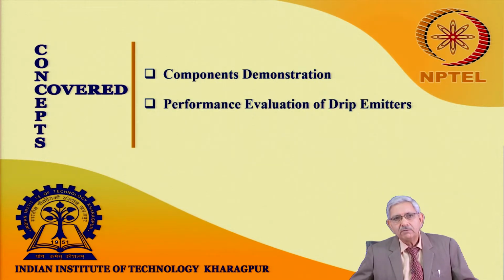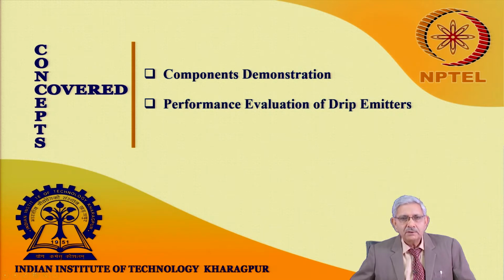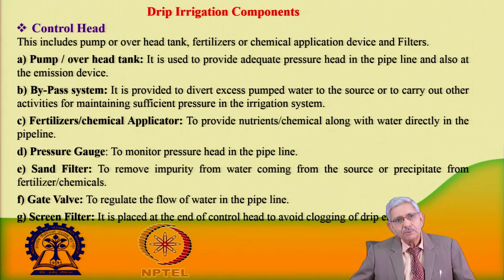In this particular lecture, we are discussing the demonstration of these components, and what the different parameters are through which the performance evaluation of drip emitters can be done. When we talk of drip irrigation components, we already discussed them, but I am just refreshing you: a drip irrigation system consists of a control head unit and then a distribution network.